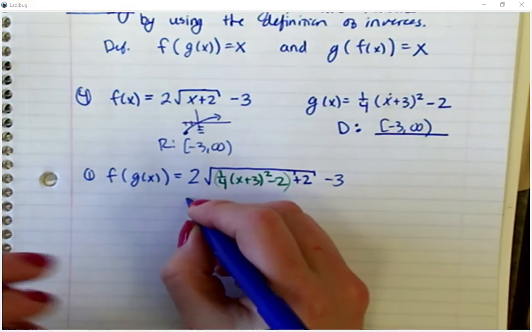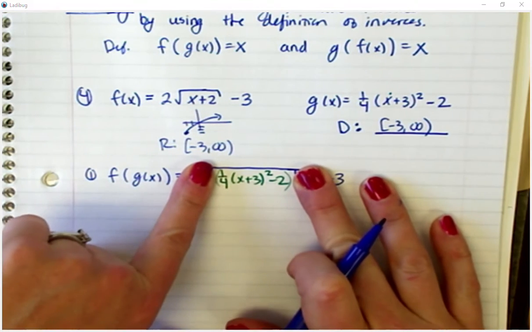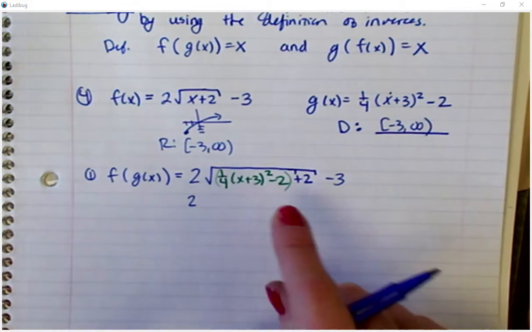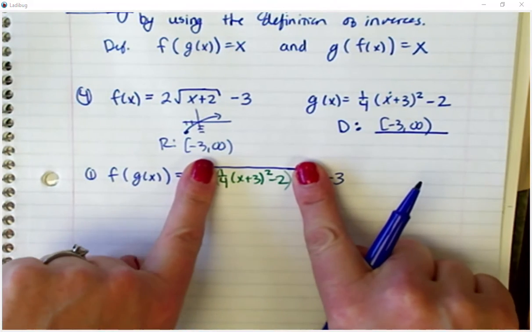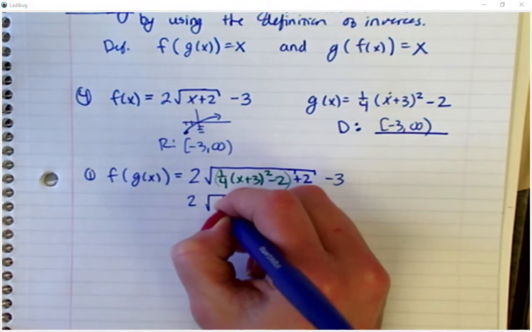Okay. PEMDAS. So I see my green parentheses. I can't really do anything. I don't really want to square this, so I'm going to leave that. I can't do anything inside my parentheses, so I'm going to not write the parentheses.